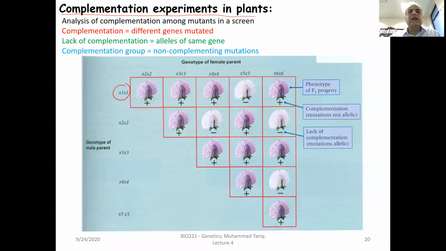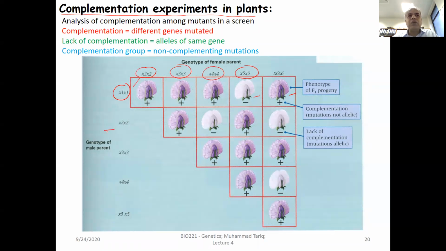mutant 1 crossed to mutant 2. What is the phenotype? Purple. Mutant 1 crossed to mutant 3, purple. Mutant 1 crossed to mutant 4, purple. Mutant 1 crossed to mutant 5, white. Mutant 1 crossed to mutant 6, purple. So you draw such a table.